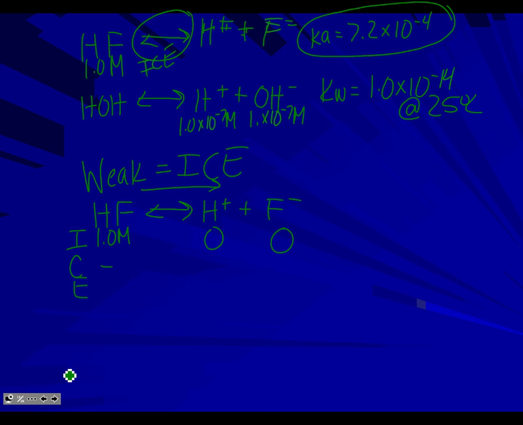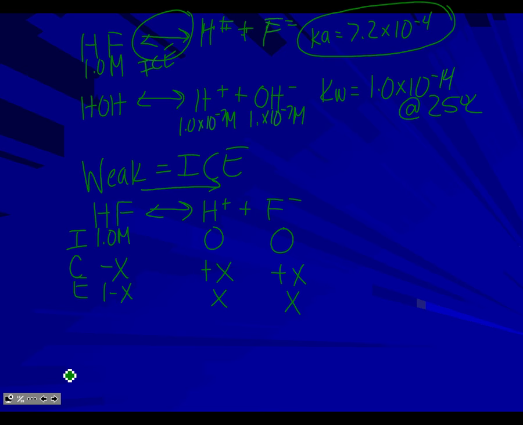Okay, so we know we have to shift to the right, so HF is going to change by minus X. We got to make some of this other part. So we have 1 minus X, X, and X. Whoops, not a plus sign.